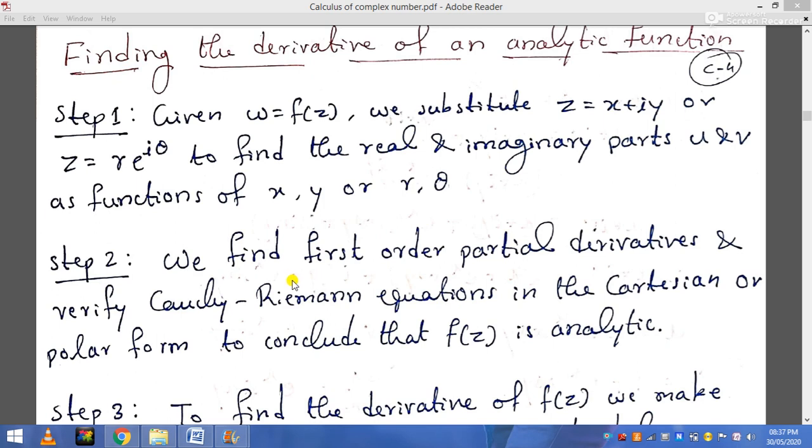Then step 2 is we first find the first order partial derivatives, that is dou u by dou x, dou u by dou y, dou v by dou x, dou v by dou y. Similarly in polar form, dou u by dou r, dou u by dou theta, dou v by dou r, dou v by dou theta. And verify the Cauchy-Riemann equation in the Cartesian or polar form to conclude that f of z is analytic.